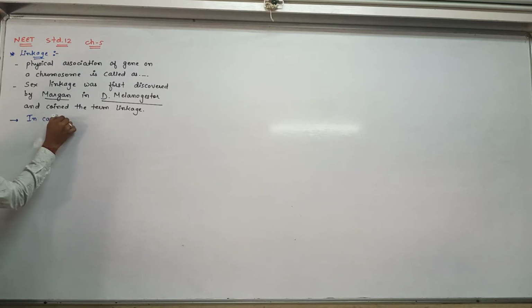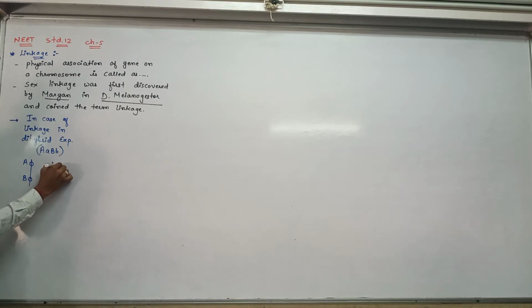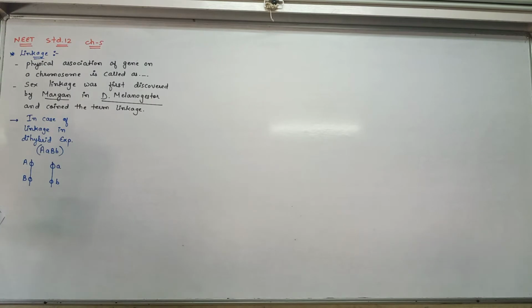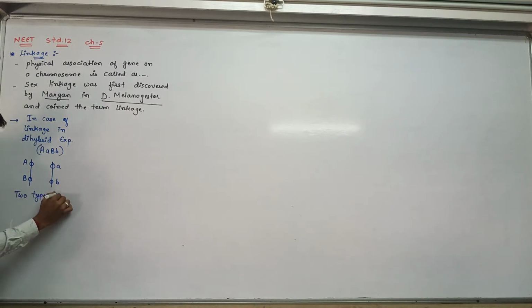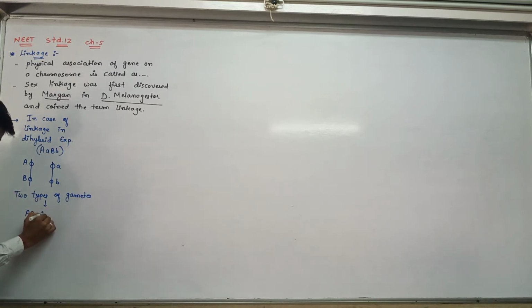In case of linkage in dihybrid experiment, capital A, small a, capital B, small b, here two types of gametes are formed: capital A, capital B, and capital A, small b. Sorry, small a, small b.